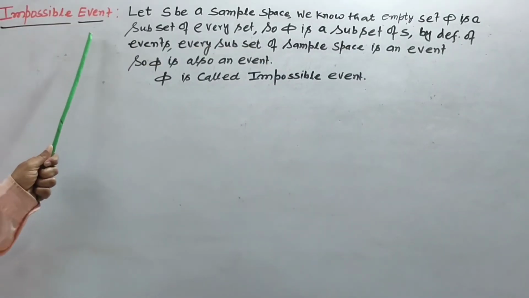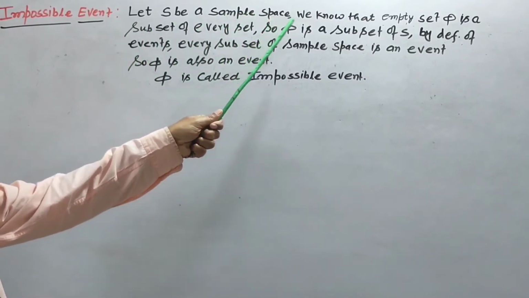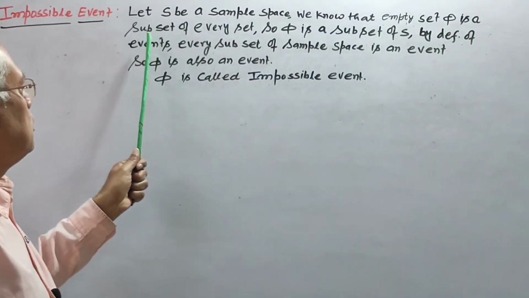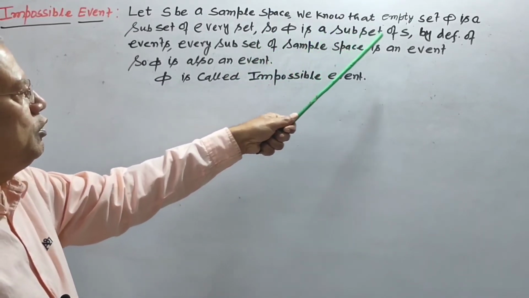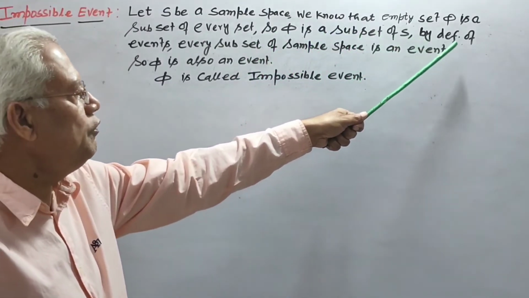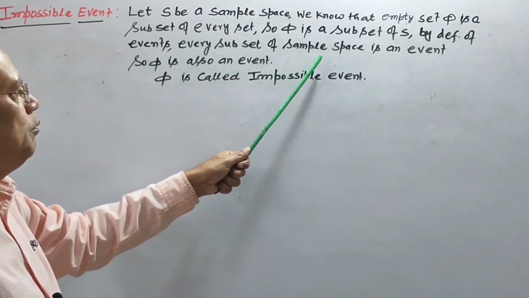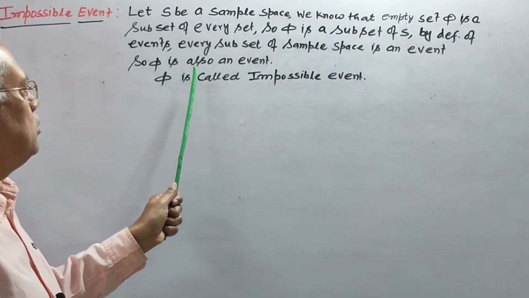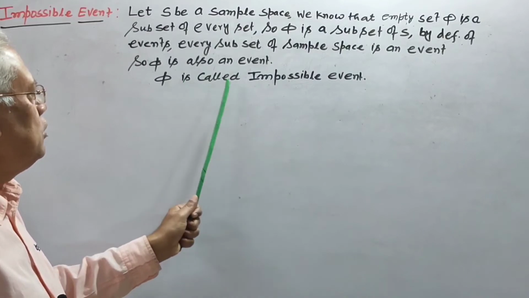Next is impossible event. Let S be a sample space. We know that empty set phi is a subset of every set. So phi is a subset of S. And by definition of events, every subset of sample space is an event. So phi is also an event and therefore phi is called an impossible event.